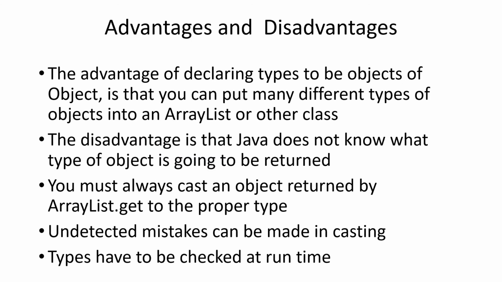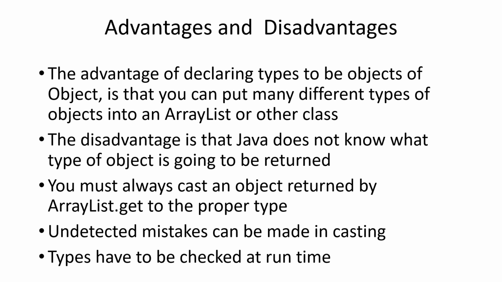There are advantages and disadvantages to this. The advantage of using Objects is that you can put anything in the ArrayList. In other words, you can have an ArrayList that contains widgets and thingamajigs and all sorts of objects. The disadvantage, of course, is that Java doesn't know what type of object is going to be put in and what type of object is going to be returned. You'll always have to cast the object that comes out, and you better cast it correctly or you're going to get an error. And of course, you can always make mistakes that aren't detected.